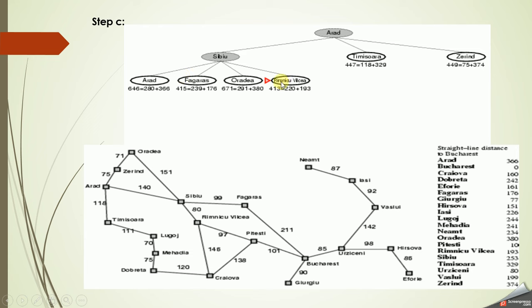And remember, this A star search will keep all its f of n costs in its memory. That is, it will compare all the non-explored nodes. It is 646, 415, 671, 413, 447, 449. So out of all these six, the one having the minimum is Rimnicu Vilcea, it is 413. So we are going to expand this Rimnicu Vilcea.